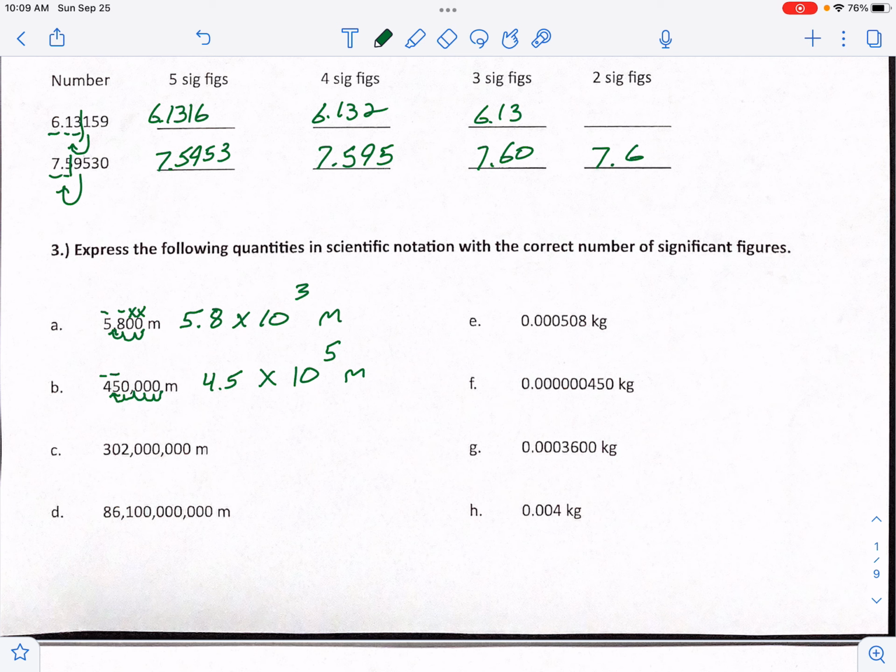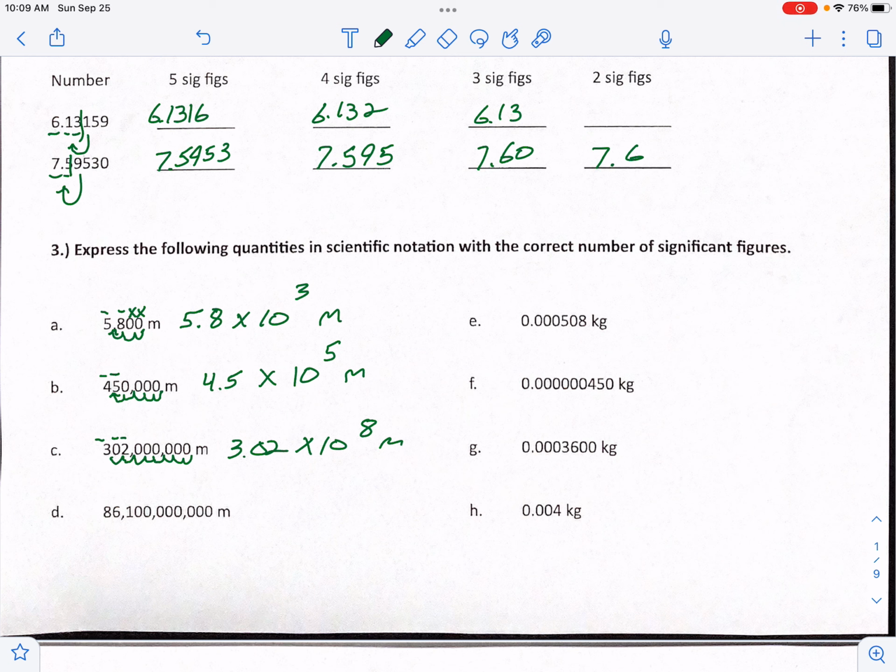Okay, I'll do C and then I'll jump over to the small numbers. So I'm going to start where the decimal would be. So 1, 2, 3, 4, 5, 6, 7, 8. Now I'm going to look at my sig figs. I have 1, 2, 3 sig figs. So I'm going to keep those in my answer. So I get 3.02 times 10. And I went over to the left 8 times. So there's my answer.